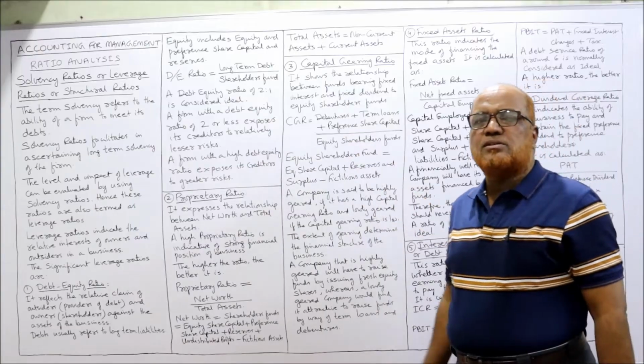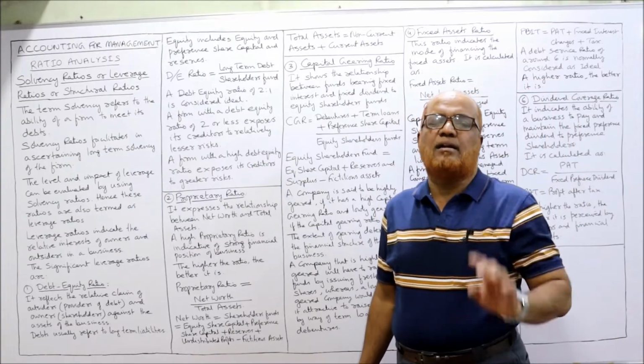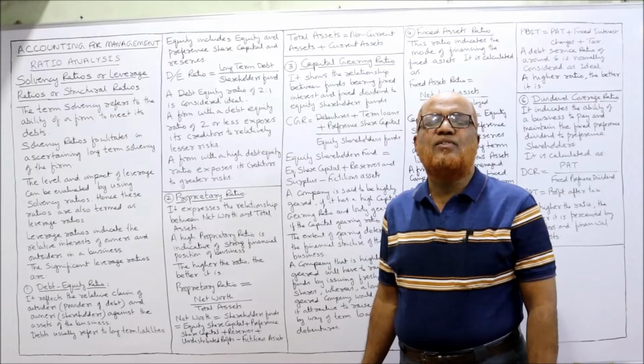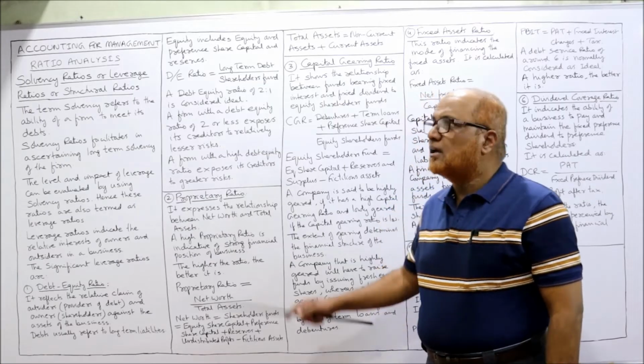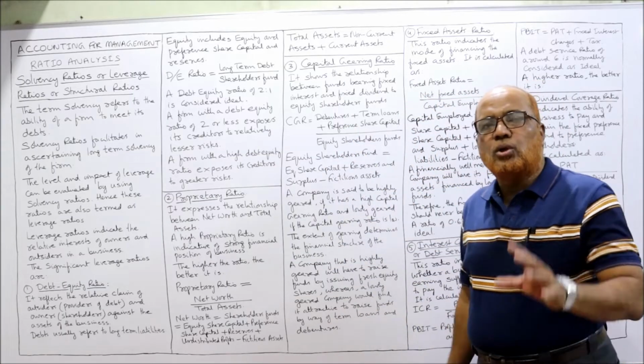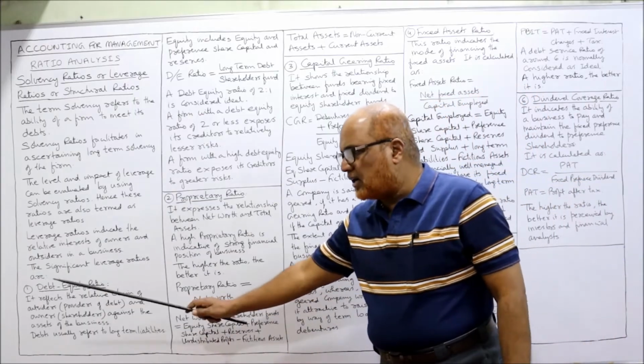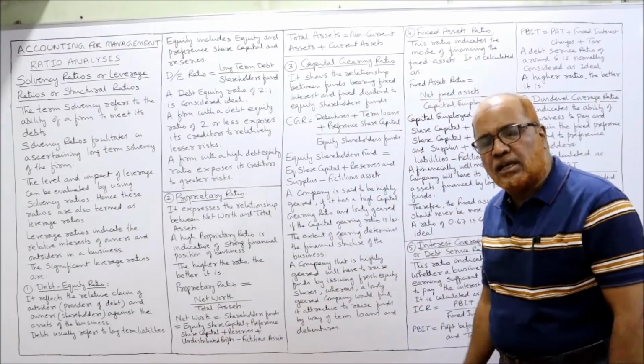And total assets means non-current assets plus current assets. Non-current assets means fixed assets plus investments. That will give you total assets. So two solvency ratios are explained: one, debt equity ratio, second, proprietary ratio.